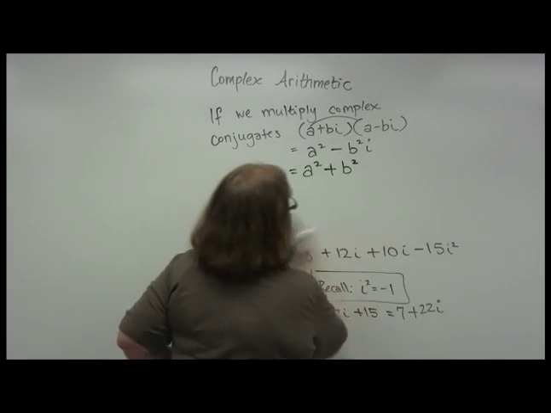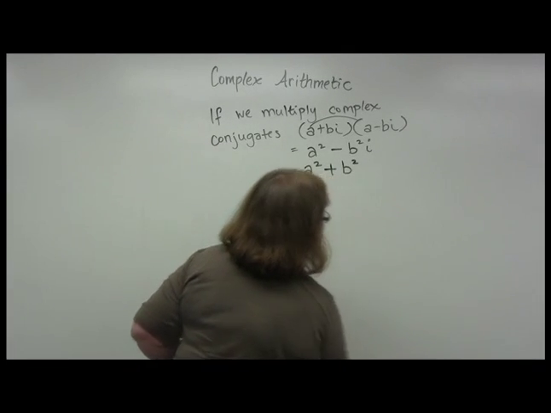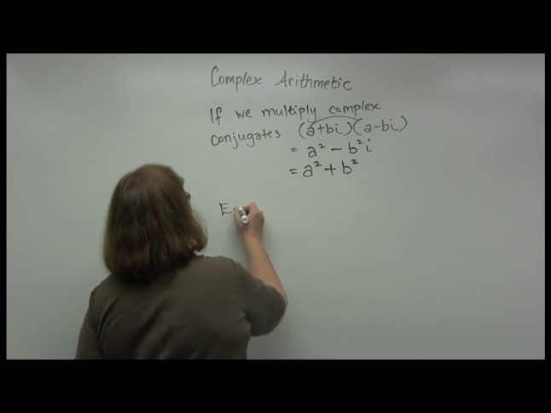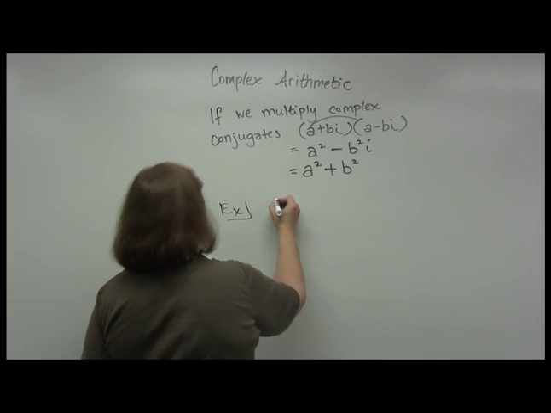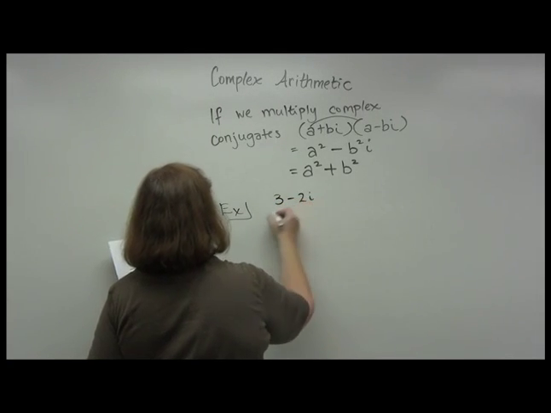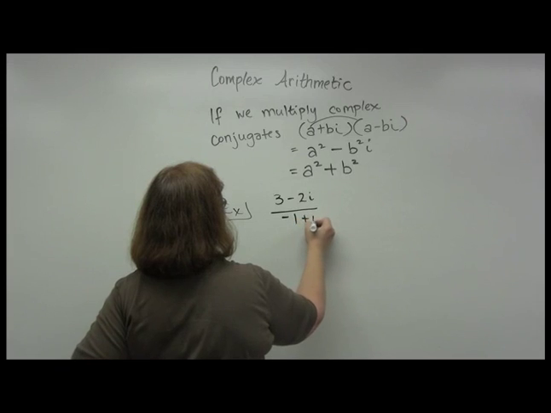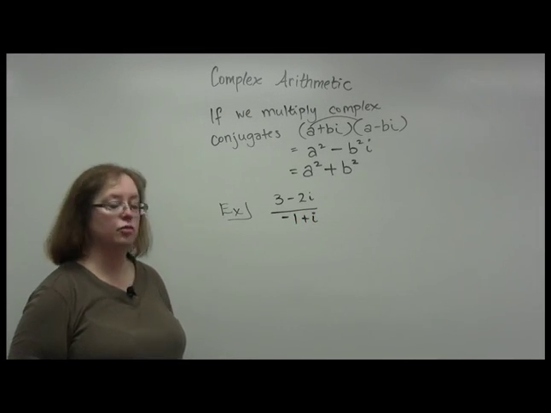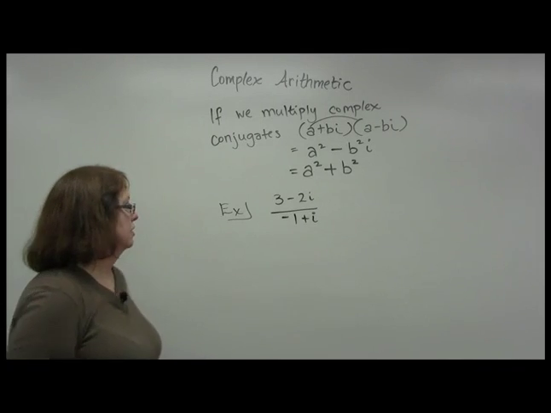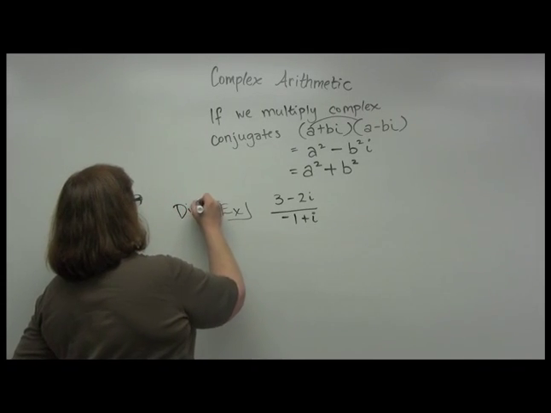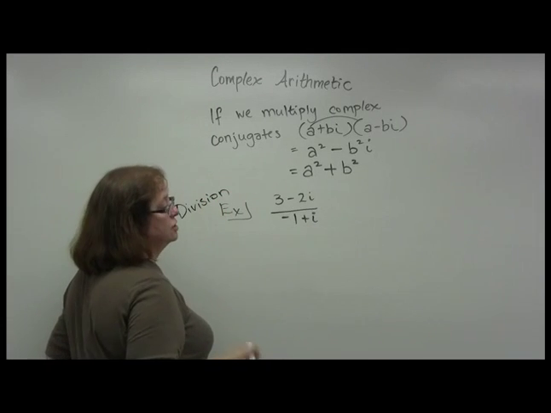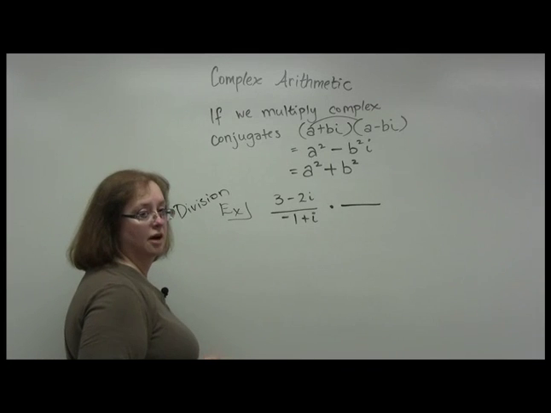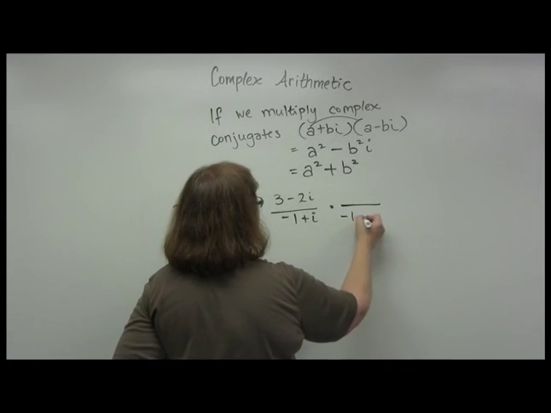We're going to use that fact when we divide, because we don't like seeing a complex number in the denominator. So you can see I need to divide 3 minus 2i by negative 1 plus i. So for division, what we do is we multiply by the complex conjugate of the denominator. So negative 1 minus i.